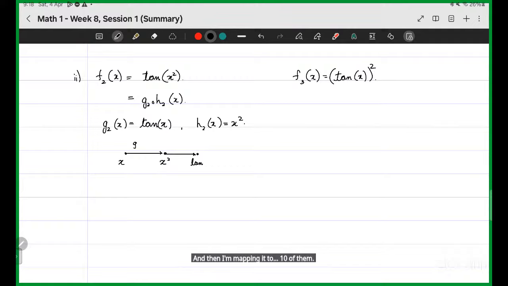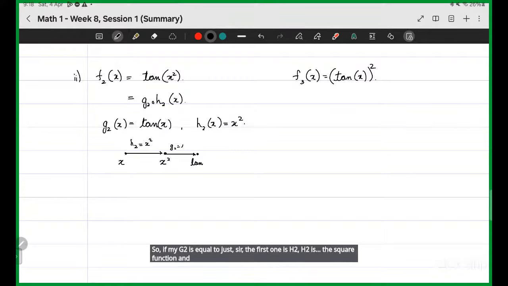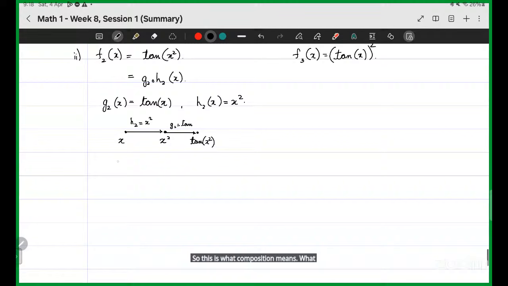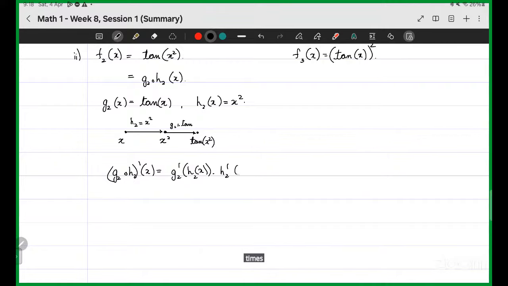So if my g2 is equal to just, sorry, the first one is h2. h2 is the square function, and g2 is the tan function. If I start out with x, I go to x square, then I go to tan of x square. So this is what composition means. What does the composite rule say? G2 of h2 prime at x is g2 prime at h2 of x times h2 prime of x.